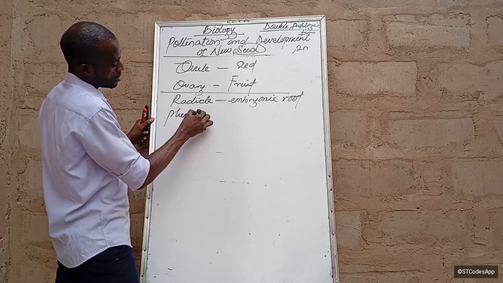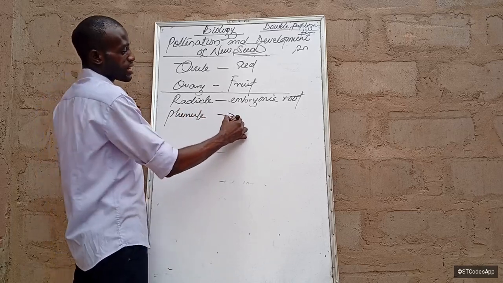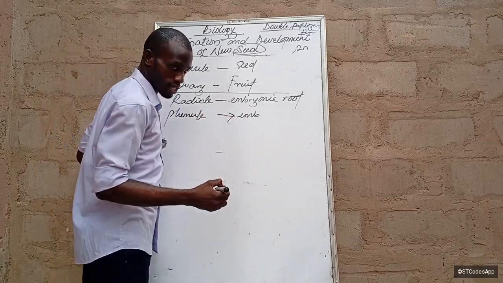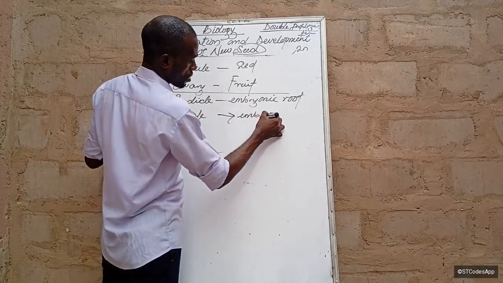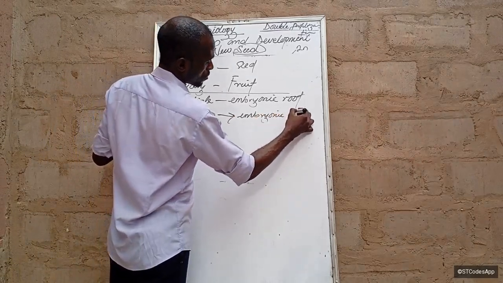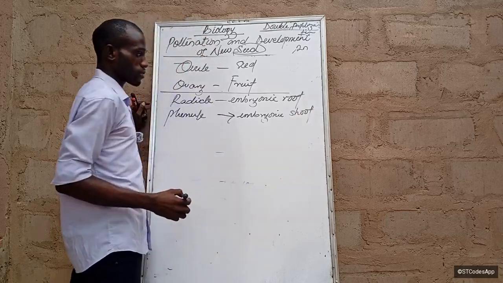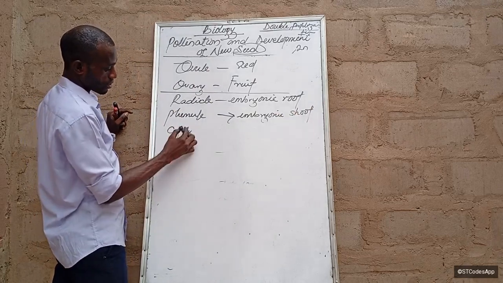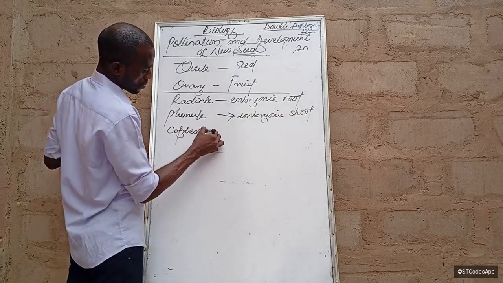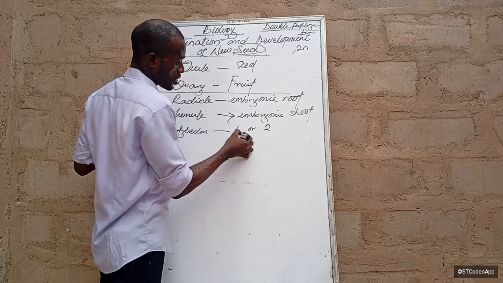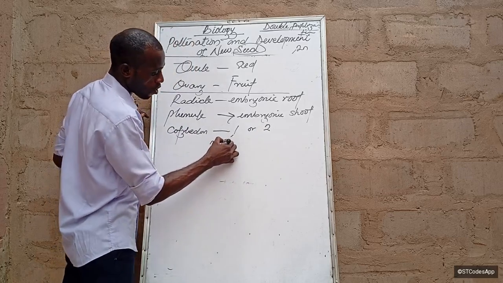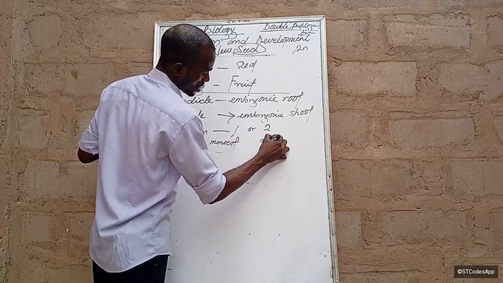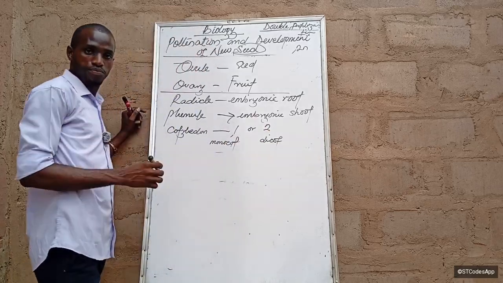Then the plumule is the embryonic shoot, more like stem. Think of the shoot as stem. Is that clear? We'll call it shoot in the small plant. So, embryonic shoot, okay? And then we now have cotyledons, which might be one or two. If it's one, it will be a monocot plant. If it's two, it will be a dicot plant, okay?